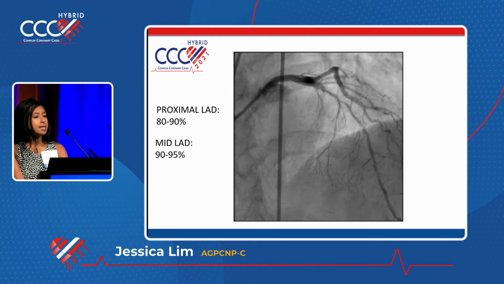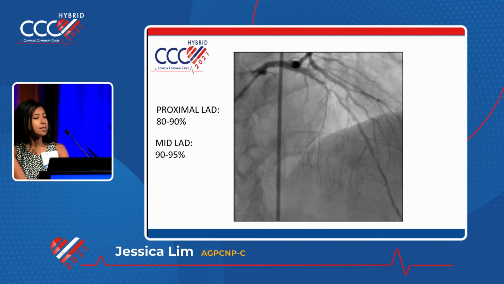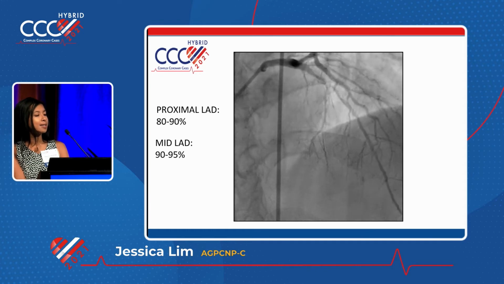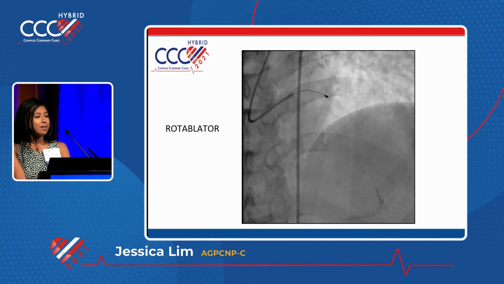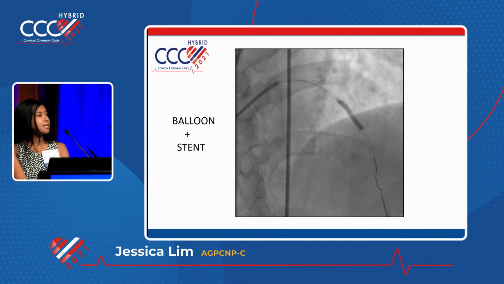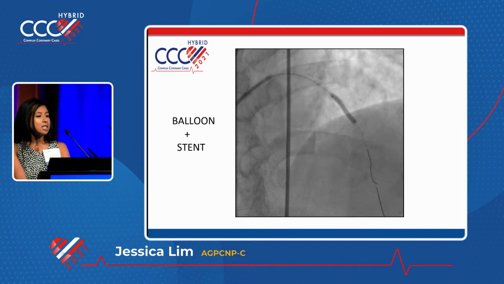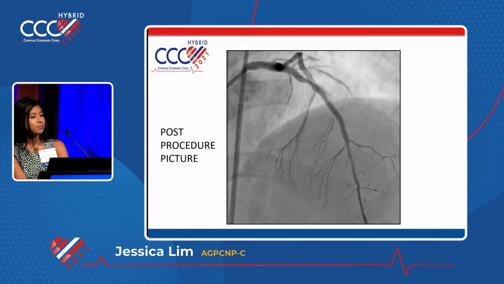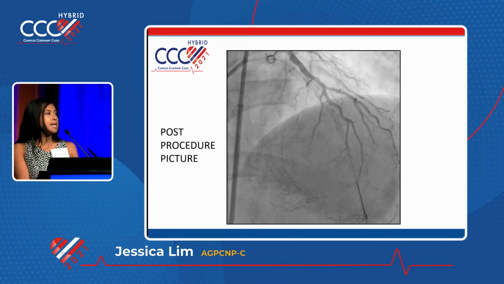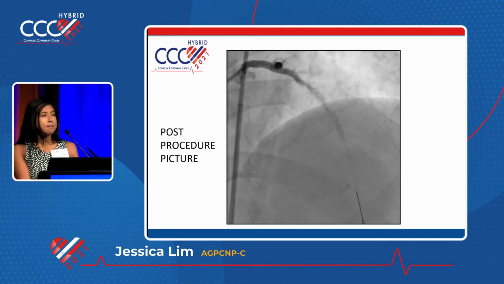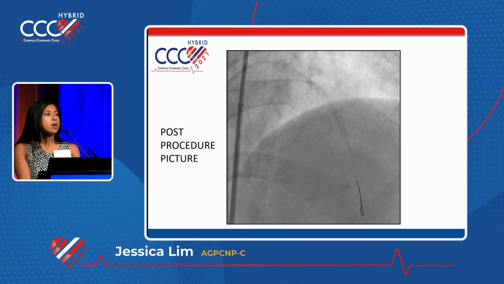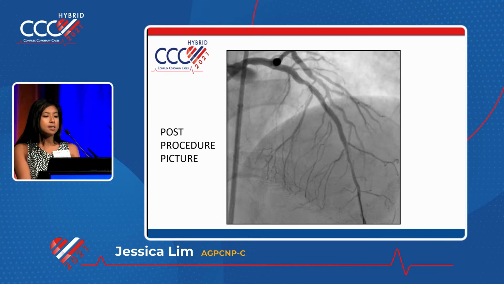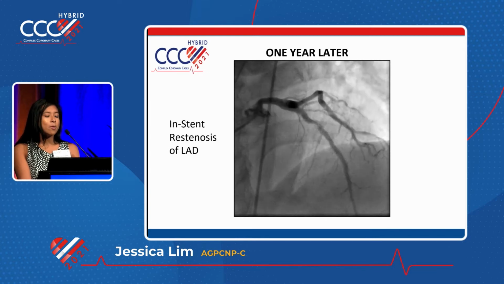So here's a picture of his LAD. You could see he has an 80 to 90% stenosis in the proximal section. Mid-LAD has 90 to 95% stenosis. Here's the fixing with the rotablator, balloon and stent. And here's the post-procedure, great picture. And he actually came back about 14 months later, complaints of chest pain and shortness of breath again, did another stress echo, had some ST depressions, and this was him 1 year later.